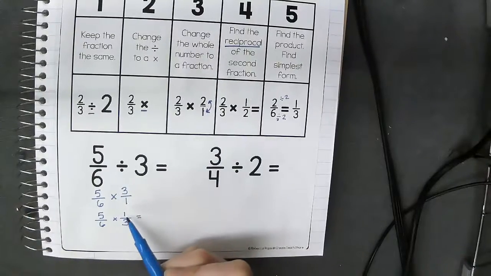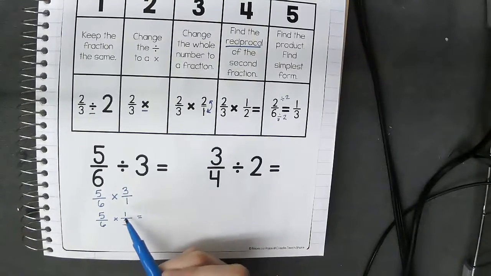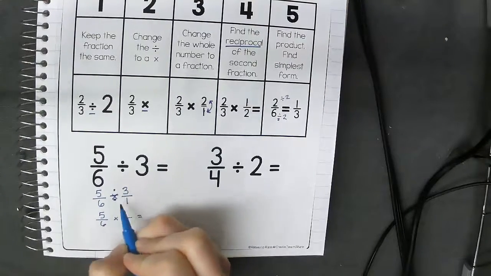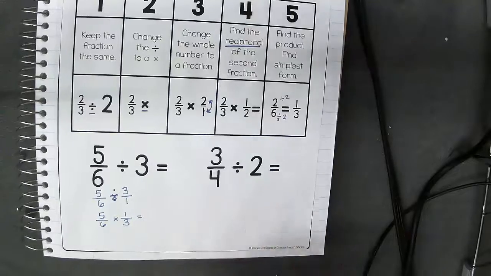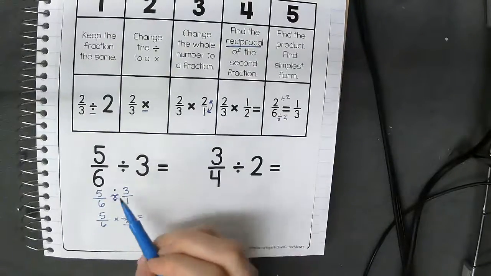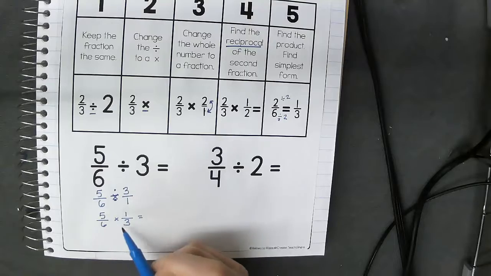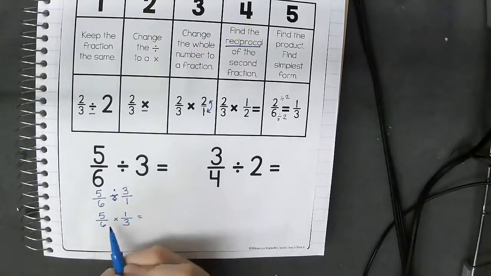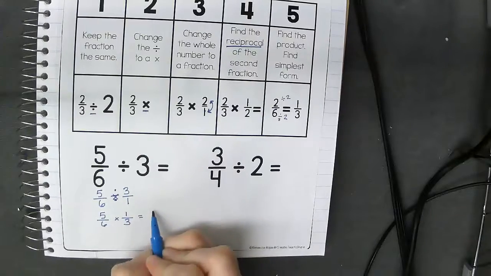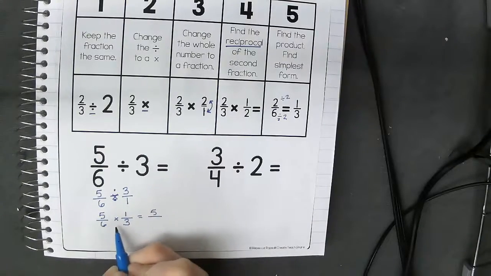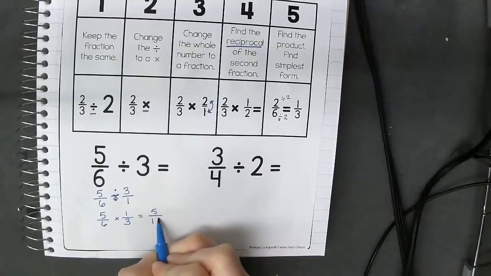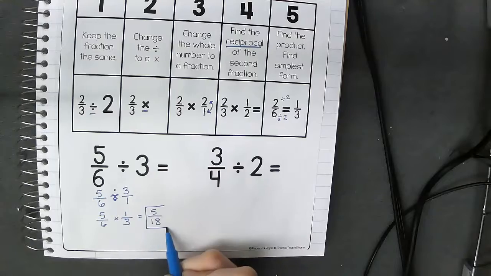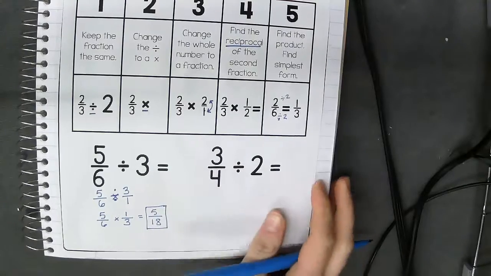Now, if you want to make sure that you don't forget to find the reciprocal, I might even leave my division sign until I get my reciprocal, just so I know in my head that I don't multiply yet. I only multiply once I have the reciprocal. Okay? So now I'll multiply across. 5 times 1 equals 5. 6 times 3 equals 18. All right. And that can't simplify any further, so that is my answer.